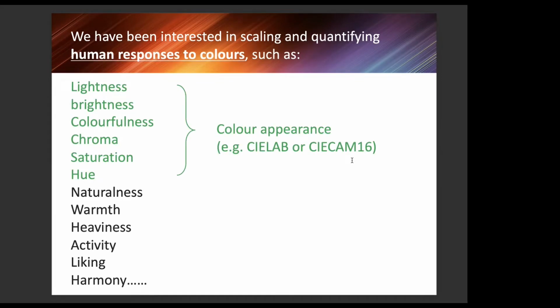You can see that some of the terms belong to color appearance attributes. These terms, such as lightness, brightness, and so on, can be found in systems like CIELAB and CIECAM16. Next slide, please.